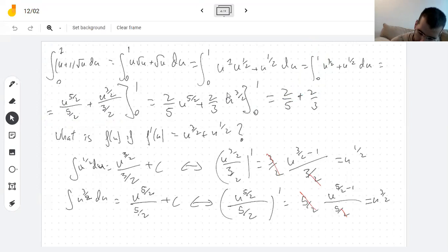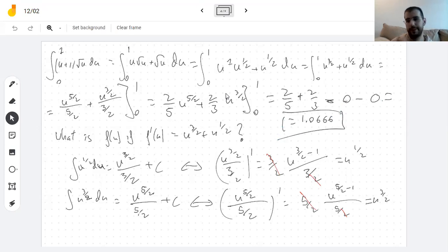So when u is 1, all the powers become 1. When u is 0, all the powers become 0. So the answer is 2/5 plus 2/3. So 0.4 plus 0.666. All right, so that's supposed to be the area. Any questions?